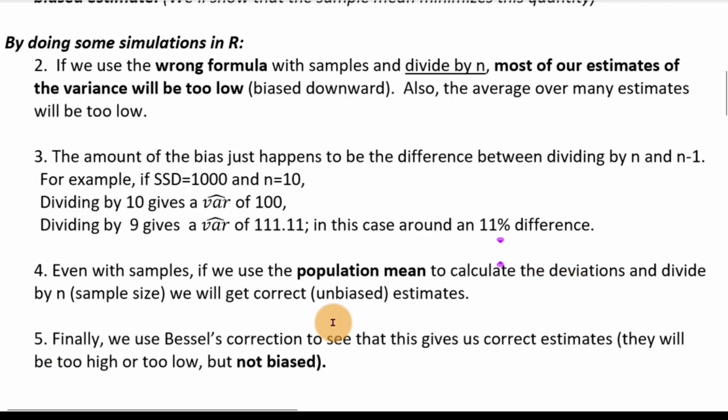And number 5, the last step, we're actually going to use Bessel's correction. We're going to calculate the estimates of the variance the correct way, and we're going to see, oh yeah, those are closer to what they should be. Okay, let's dive into R and get going.